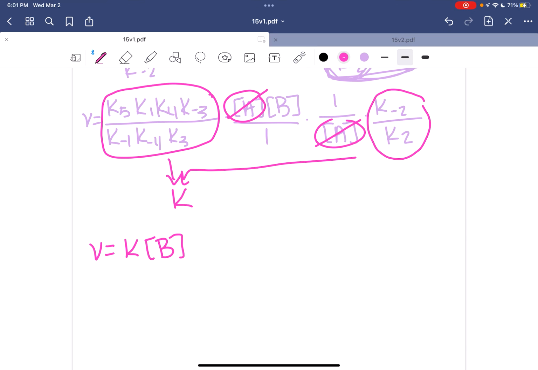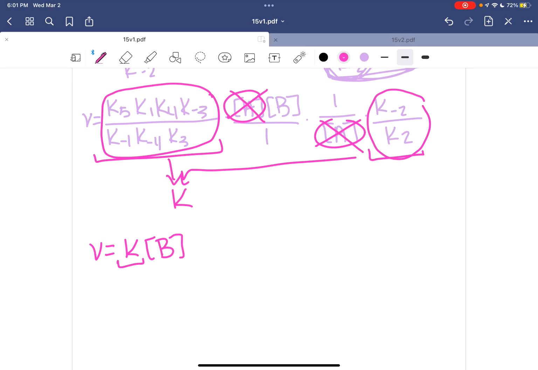So whenever you get to the very end of these types of problems and you have lots of K's, definitely feel free to simplify them into a more simple combined rate constant, and then just cross out anything that's similar, just like we did with the concentrations of A that appeared on the top and the bottom of the fraction. And then that's it. That's all of our algebra.